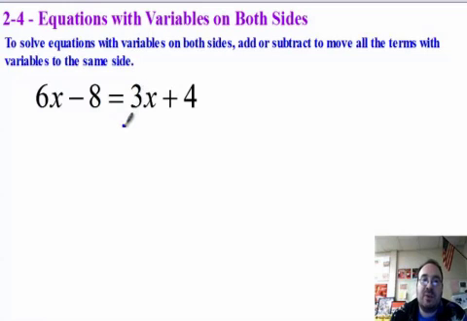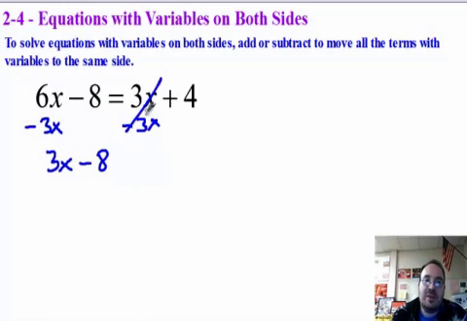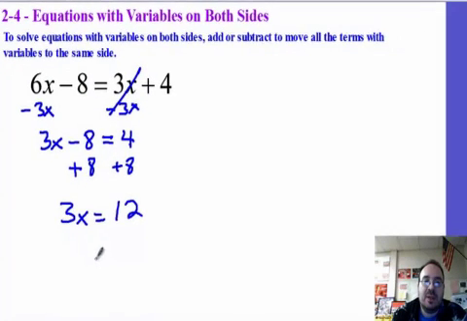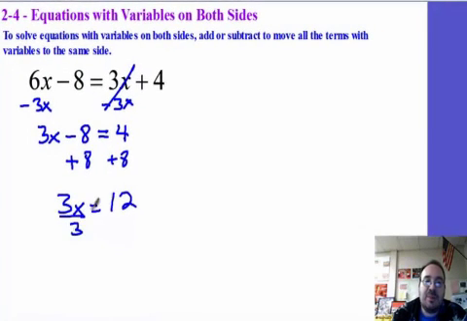So I have a positive 3x. I will subtract 3x. And when I do that, I get 3x minus 8. And those cancel. And on the other side, I get 4. And now I have a two-step equation. So I'm going to add 8 to both sides. And I get 3x equals 12. And then I divide both sides by 3. And I get x equals 4.